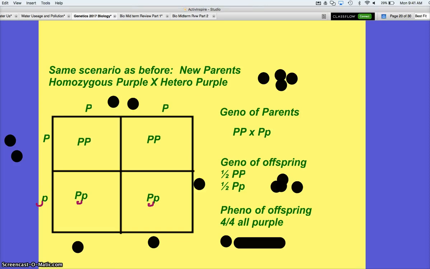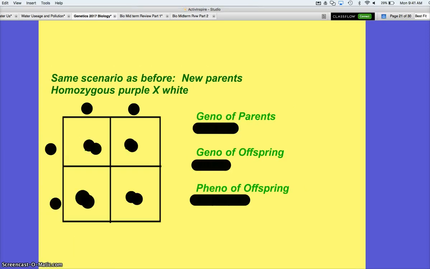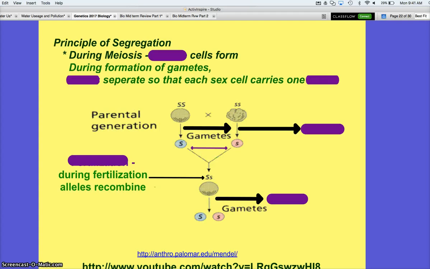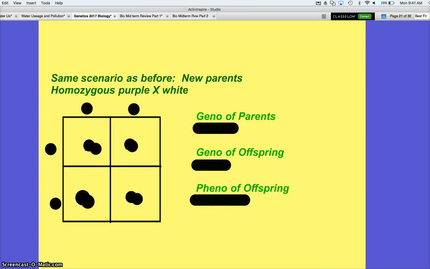All right, one more Punnett Square, and then you're on your own. All right. Same scenario. Let me see. Do I have a new scenario anywhere? No. Same scenario. New parents. Homozygous purple and a white. Who could tell me the genotype of the parents? Awesome. Capital P, capital P, and little p, little p.